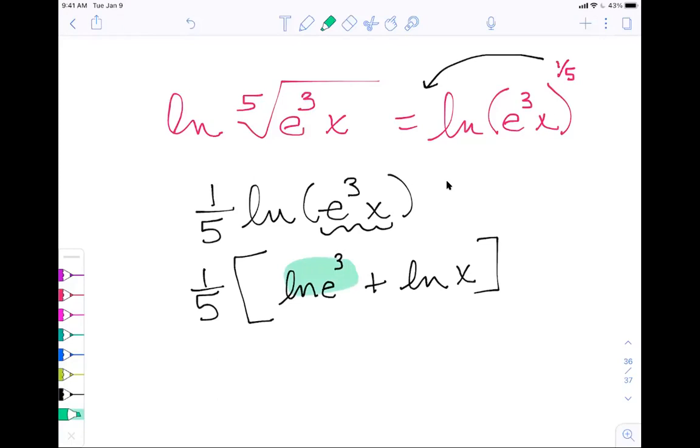What happens when you have the natural log of e raised to an exponent? It simplifies to just the exponent. So the natural log of e, when it's raised to a power, is just the power. So that just becomes 3, and that's the little trick in this problem. So that is the third property that we talked about in section 3.2.